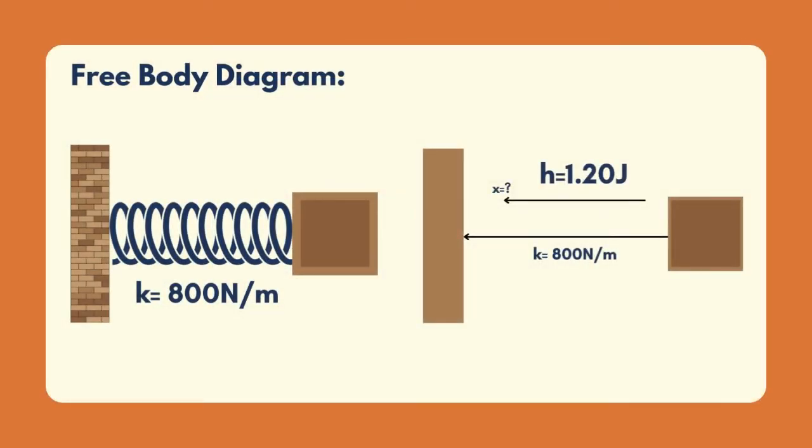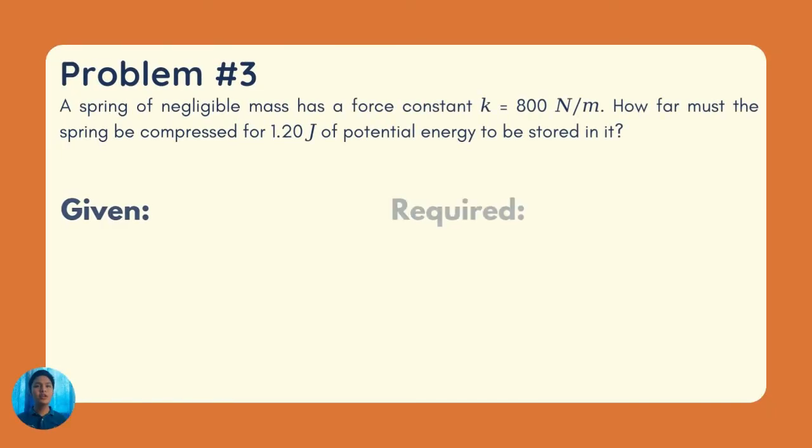Firstly, let us have the free body diagram or the FBD of this problem. Now that we can visualize our problem, we can proceed to the solving part. The main concepts required to solve this problem are spring force and potential energy. Again, before we start solving this problem, we should first follow the GRS format, or the given, required, and solution format.